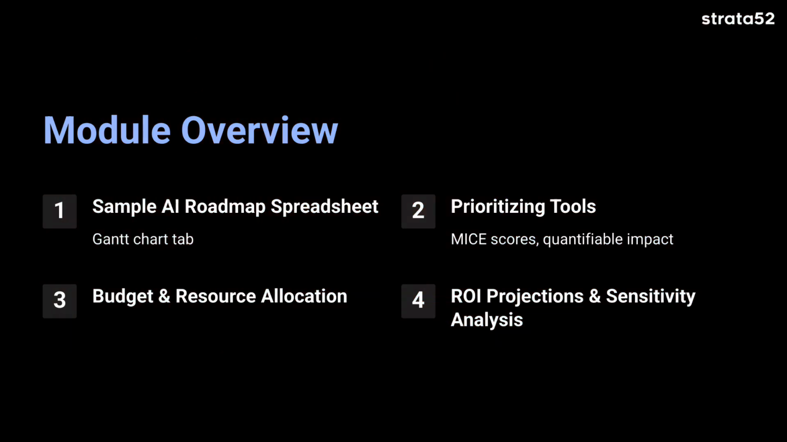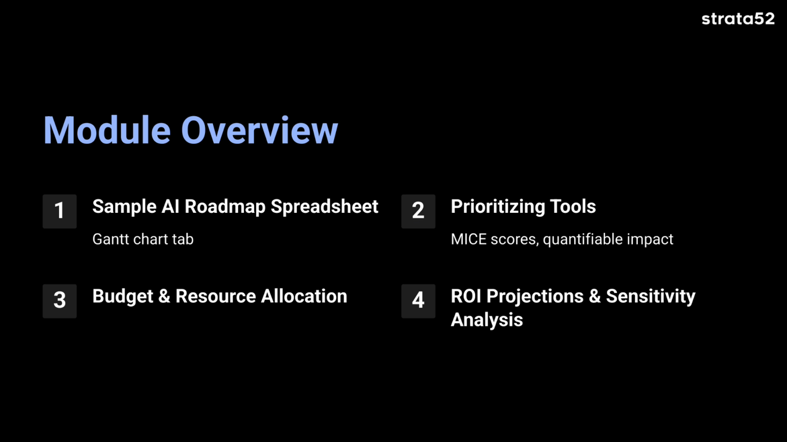So in this module, what we're going to cover is using the sample AI roadmap spreadsheet, specifically the Gantt chart tab. We'll review the prioritizing of tools by their MICE scores and their quantifiable impact, deciding which projects get developed first. We'll also put together the budget and resource allocation, where we're making sure that we have the funds and the personnel in place.